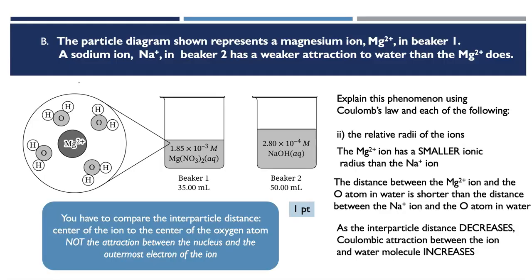You need to make sure that you are comparing the interparticle distance, the center of the cation to the center of the oxygen atom. It's not the attraction between the nucleus and the outermost electron of the ion. It's not that kind of attraction. You want to make sure when you're answering Coulomb's law questions that you talk about what particles are actually interacting here.